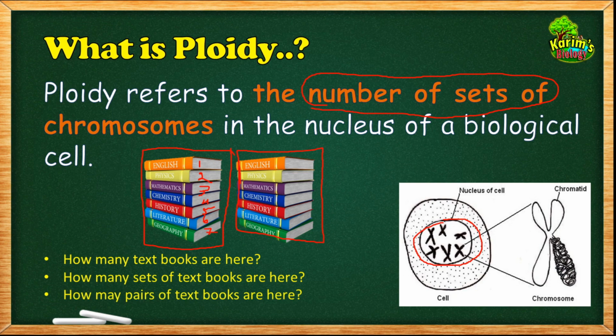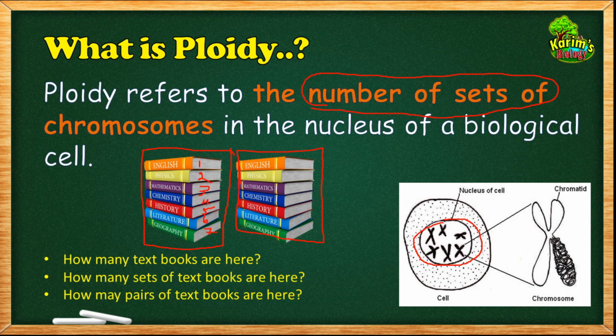Then how many pairs of textbooks are there? I told you that the information in the English book is different from the content in the physics book. But look at these 2 sets. There is an English textbook here and the second set also has an English textbook. So the information in this English textbook is the same as that in the other, because both contain information about the English language. Therefore, I can call these 2 textbooks a pair of English textbooks because they are similar to each other, and likewise a pair of physics textbooks, a pair of mathematics, chemistry, history, literature and geography textbooks. I hope that you got the meaning of a pair.